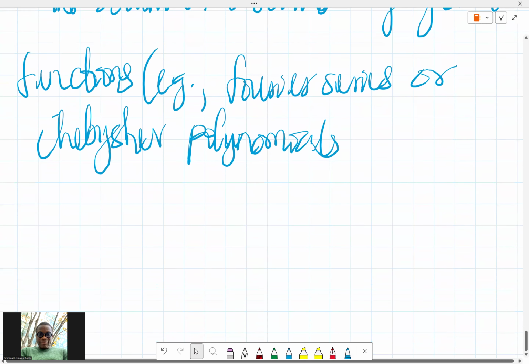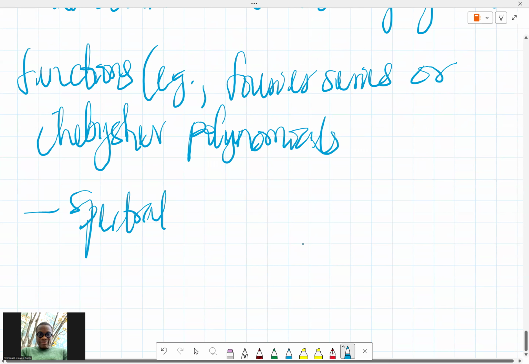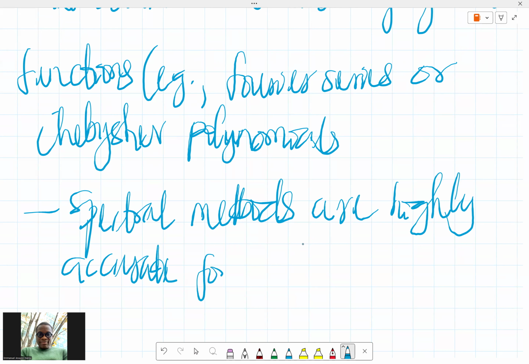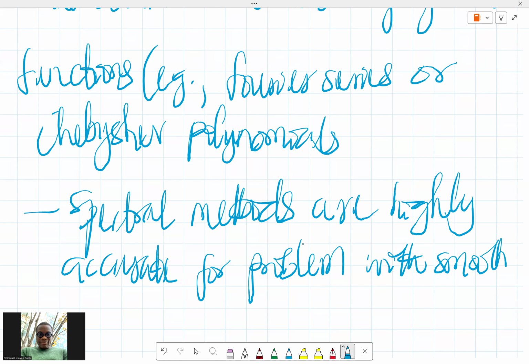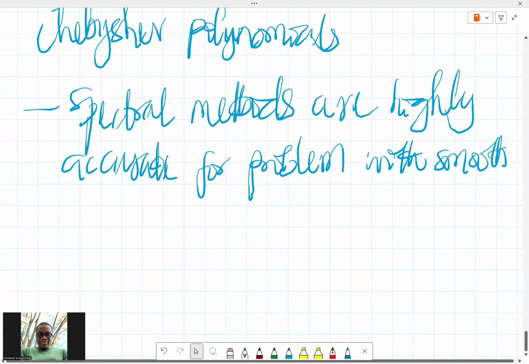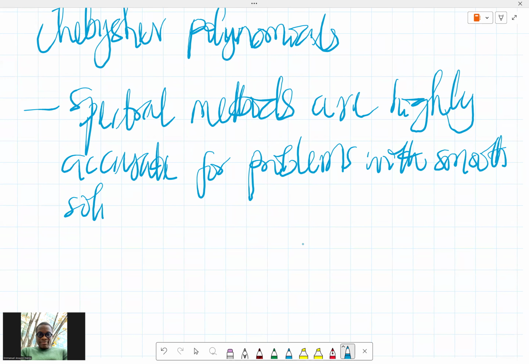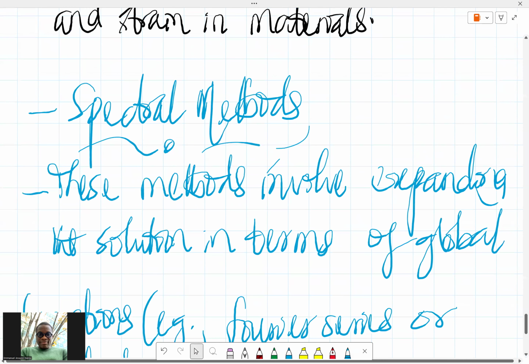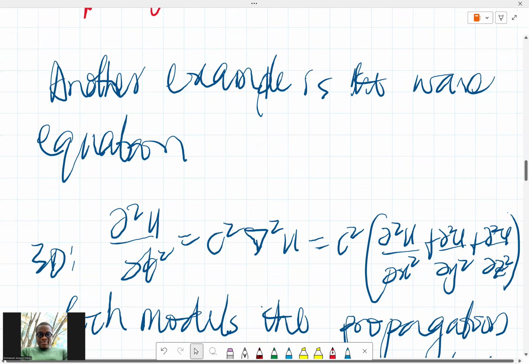Spectral methods are highly accurate for problems with smooth solutions, such as fluid flow simulations. So these are some things you need to know about numerical methods.